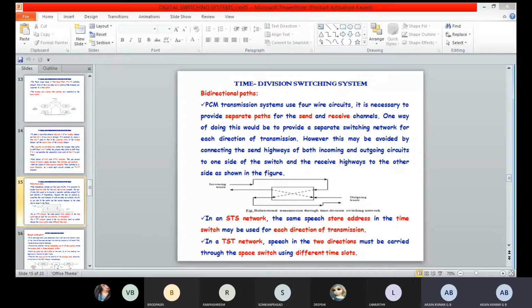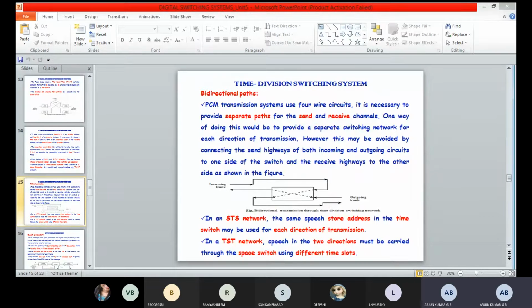In the STS switches, and similarly in the TST network, the same thing applies. The two directions must be carried out through the space switch using different time slots, as discussed in the previous time-space-time switch. Two different time slots are used to carry the information in the two directions. To simplify, through these space switches we use time slots for the two directions of transmission fixed with a difference, and usually the time slots have a phase difference of 180 degrees.